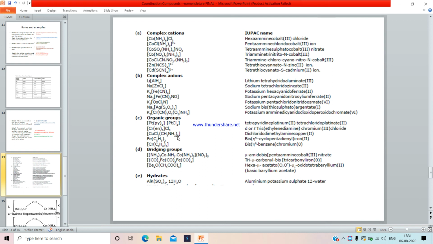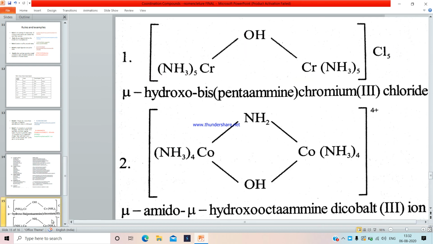Now here are some examples with organic ligands. For these, bis is used for 2, and if it is 3 it will be written as tris, right? For bridging groups, there is also a somewhat different nomenclature.